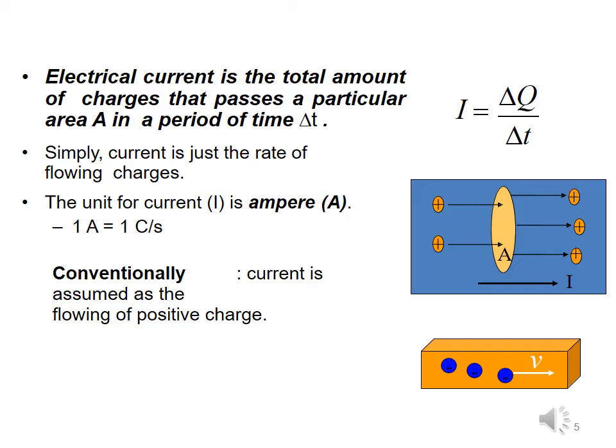So simply, current is just the rate of flowing charges. I is equal to delta Q divided by delta t. The unit for current is ampere. Conventionally, current is assumed as the flowing of positive charge.